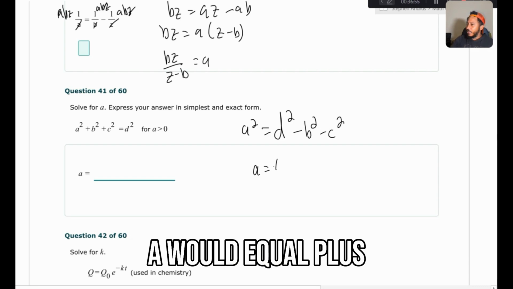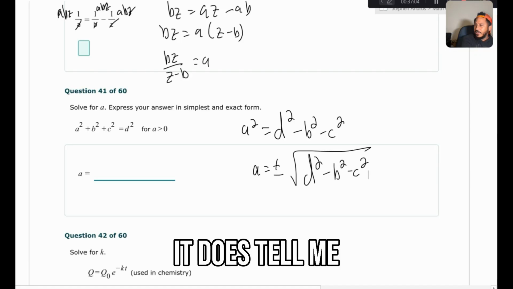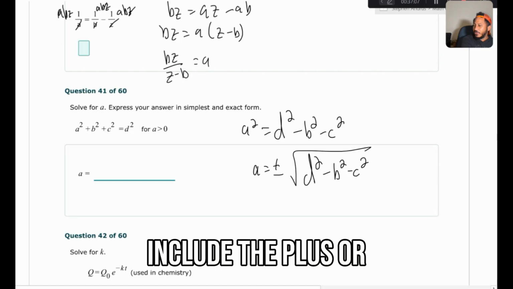So a would equal plus or minus the square root of d squared minus b squared minus c squared. It does tell me that a is positive, and so I don't have to include the plus or minus part.